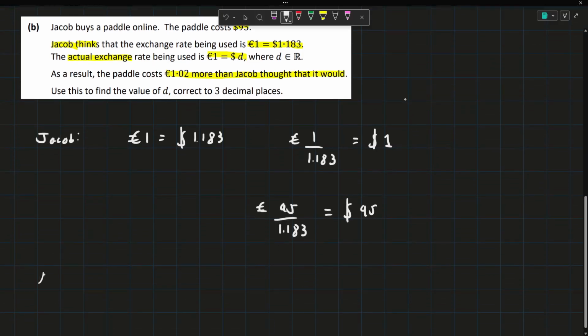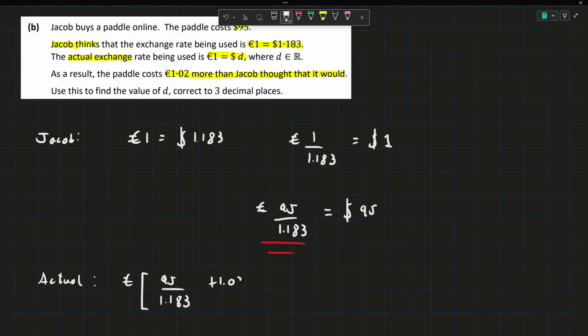So now, in actuality, this is how much it costed in euros according to Jacob, but in reality, it was €1.02 more than Jacob thought it would cost. So in actuality, how many euros is it? Well, it's going to be 95 over 1.183, but it's €1.02 more than that. Okay? So this is the actual cost of the paddle. And we know that this actual cost is the same as $95, because it costs $95, that's a fact, and this is the actual cost of it, and that's equal to $95, pretty much.